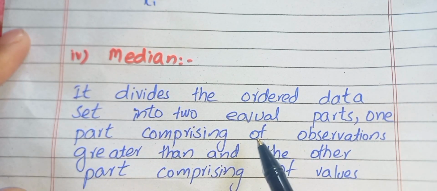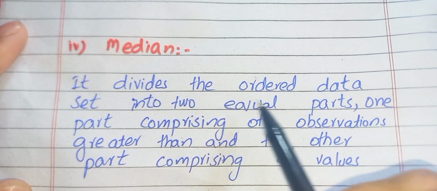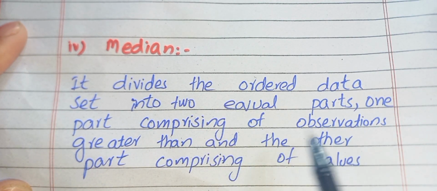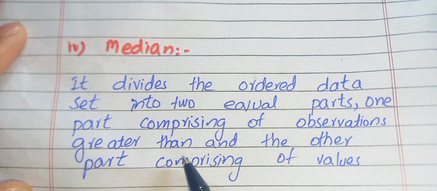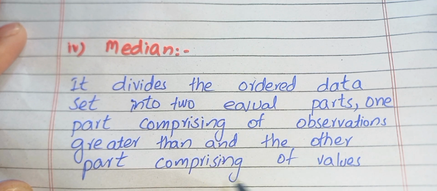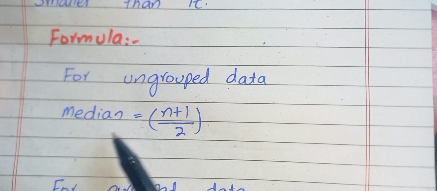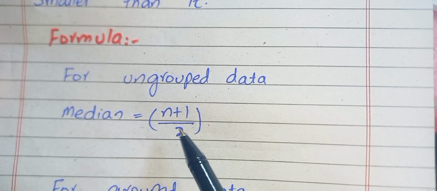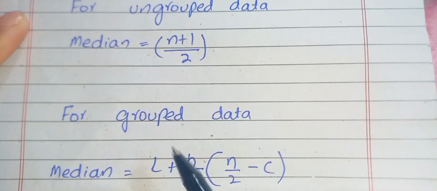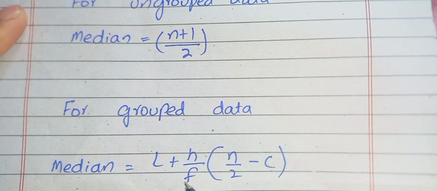Median. It divides the ordered data set into two equal parts, one part comprising observations greater than it and the other part comprising values smaller than it. Formula: for ungrouped data, median is the value at position n plus 1 divided by 2. For grouped data, median is equal to L plus h over f into n by 2 minus c.